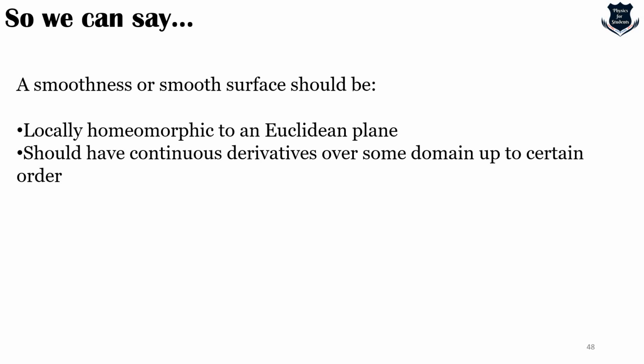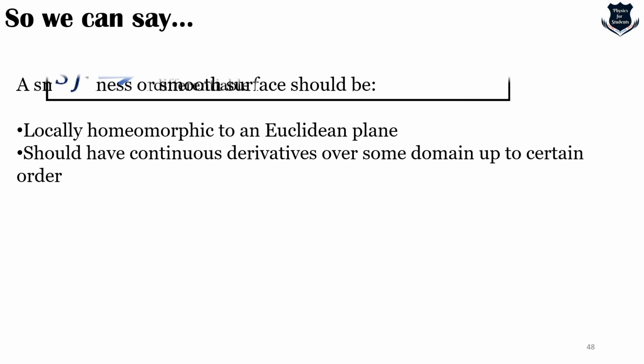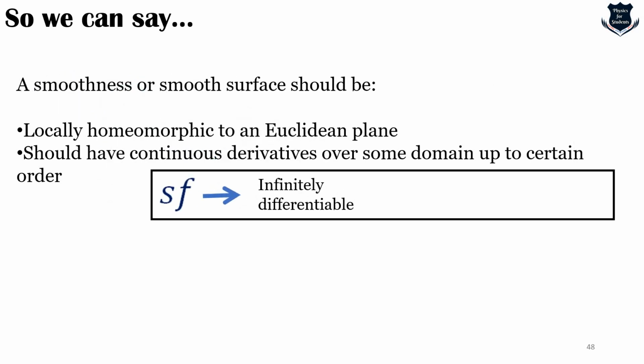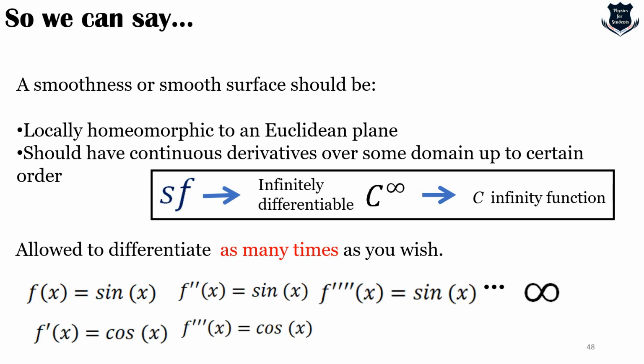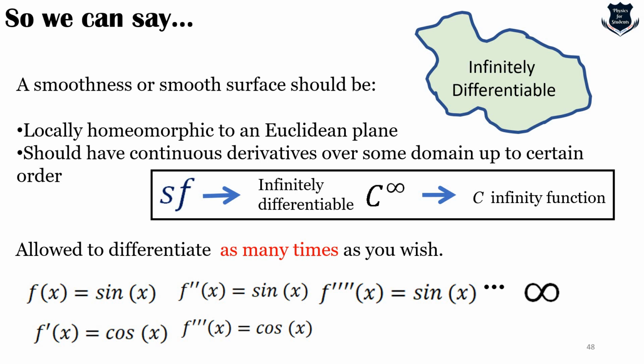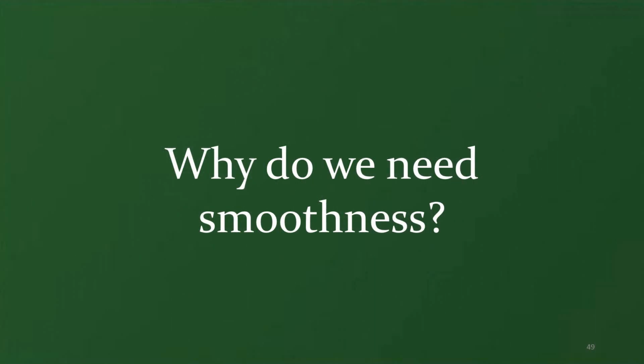So what we can say is that a smooth surface should be locally homeomorphic, as we have seen, and should have continuous derivatives over some domain. So f is infinitely differentiable. It continues into what is called a C infinity function, which we will look up later, and it is allowed to differentiate as many times as we wish. So f(x) equals sin x, if we differentiate and differentiate and differentiate, it will continue till infinity. This is one very important concept of smoothness. If I take a surface like this one, it will be continuously differentiable and continue till infinity.